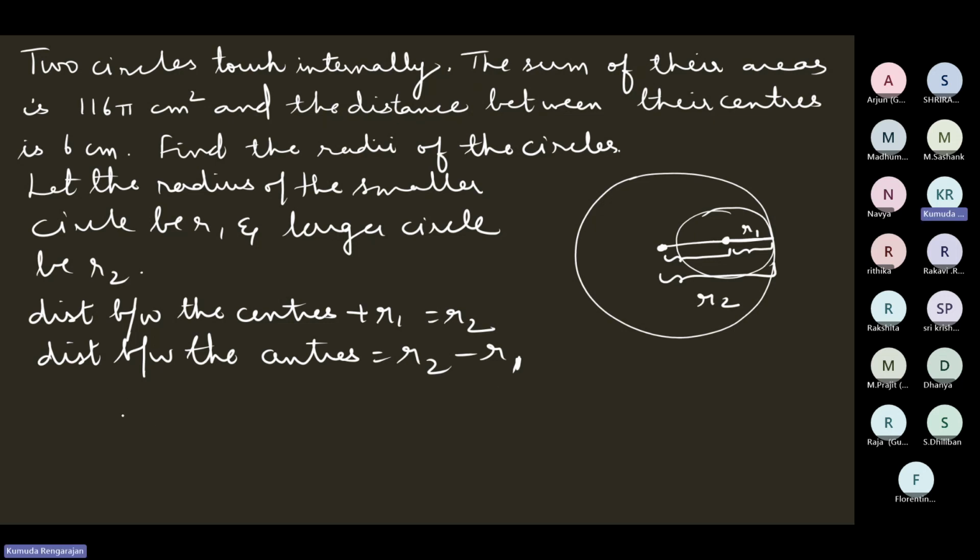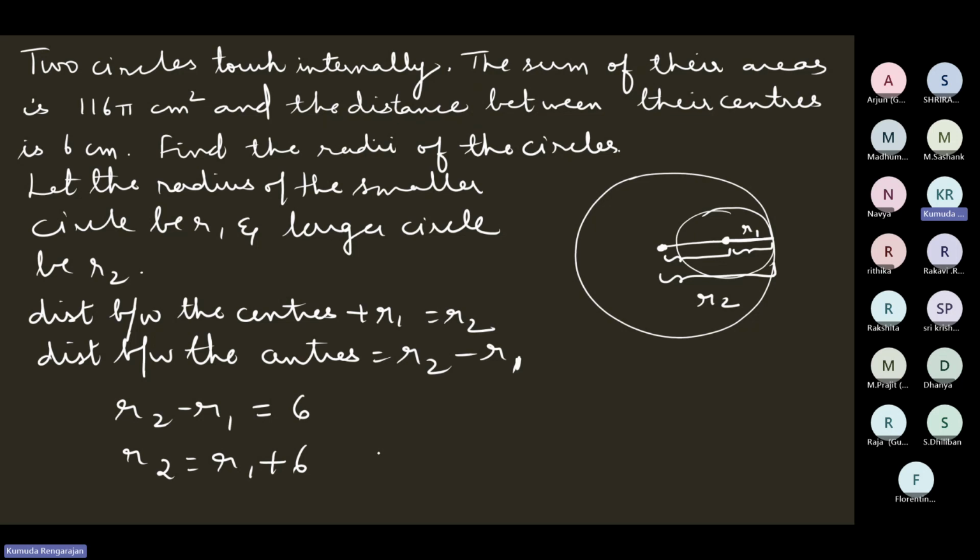So we understand that R2 minus R1, the radius of the outer circle minus the radius of the inner circle, is equal to the distance between their centers. The distance between their centers is given in the question as 6 centimeters, which means R2 minus R1 is equal to 6. So you can write R2 is equal to R1 plus 6.